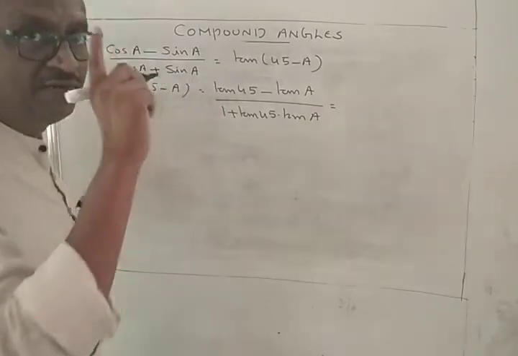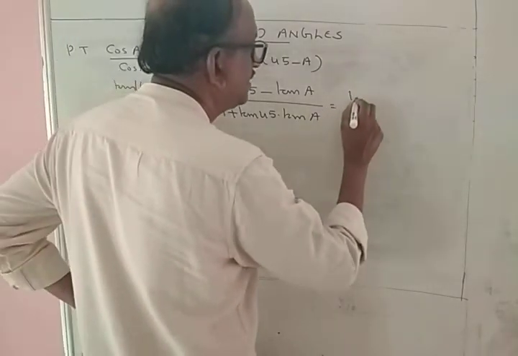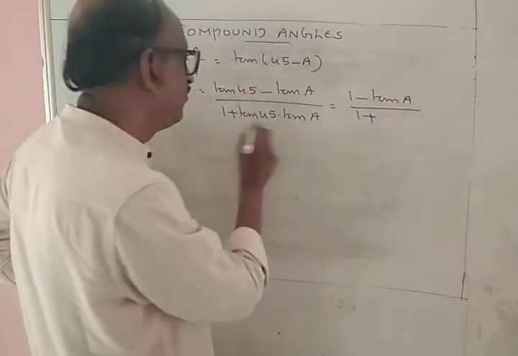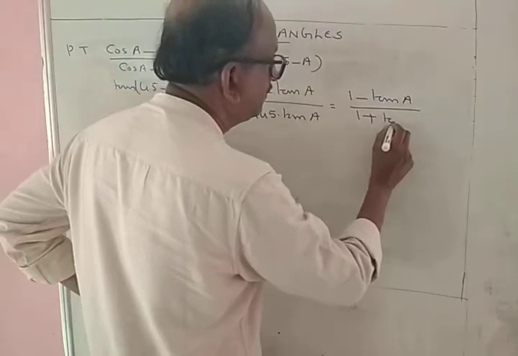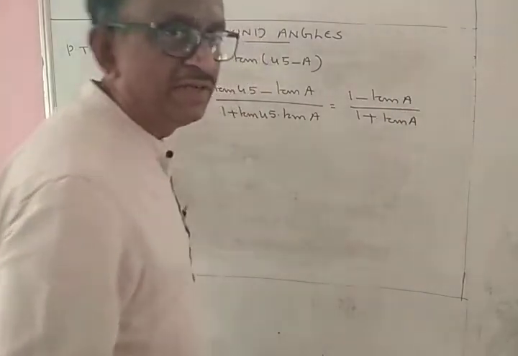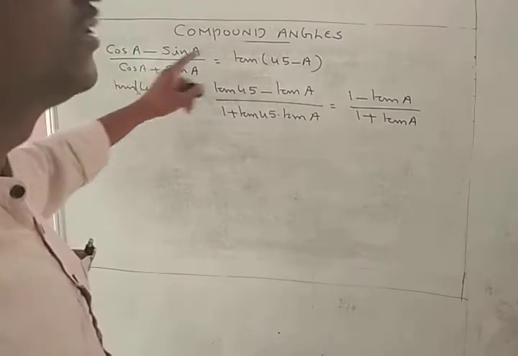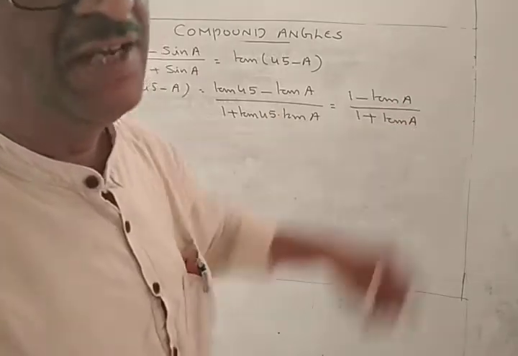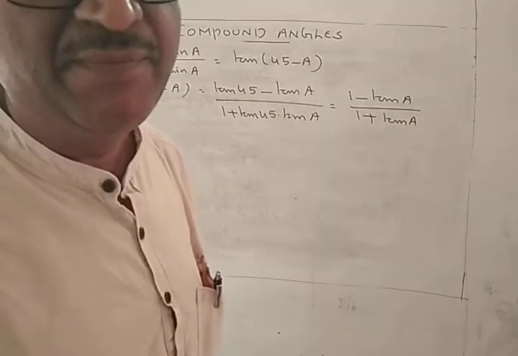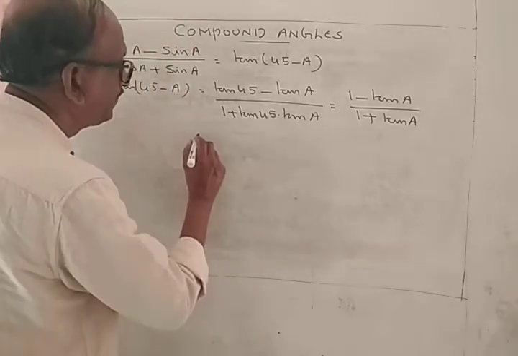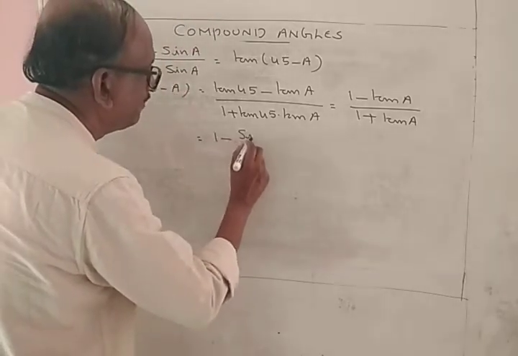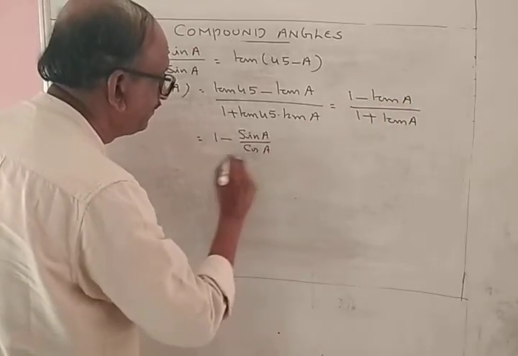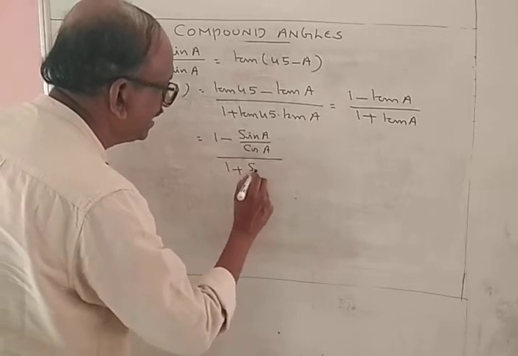Tan 45 is 1, so 1 minus tan A by 1 plus 1 into tan A. But our answer is cos A minus sin A by cos A plus sin A. Here we have 1 minus tan A by 1 plus tan A. But we know the result, tan A is equal to sin A by cos A. Therefore, replace tan A by sin A by cos A: 1 minus sin A by cos A, divided by 1 plus sin A by cos A.